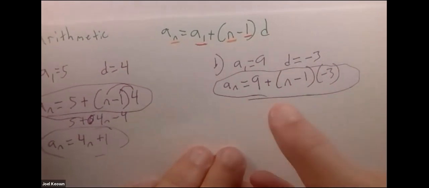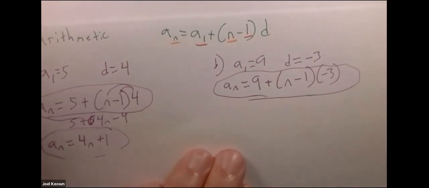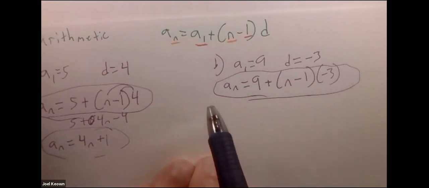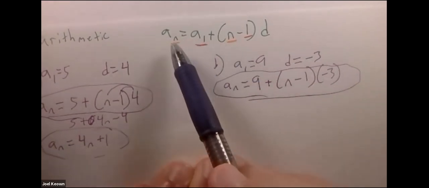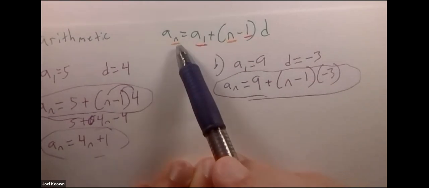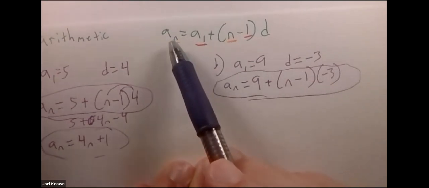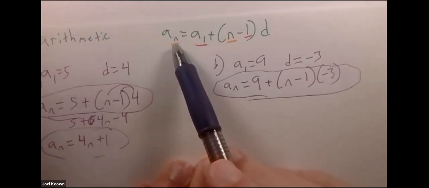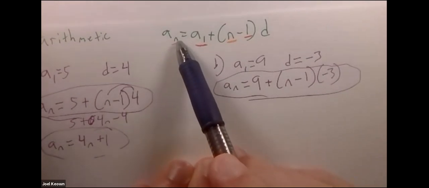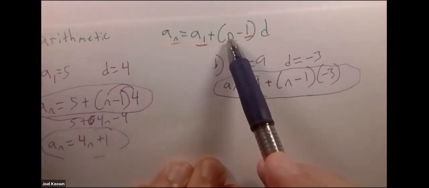Now, hopefully you can see this on the camera. I should have probably used two different colors, but I put these two as orange to show that these two have to match up. Meaning that, let's say I wanted to find a sub 5. Well, I'd put 5 here and I'd put 5 here.